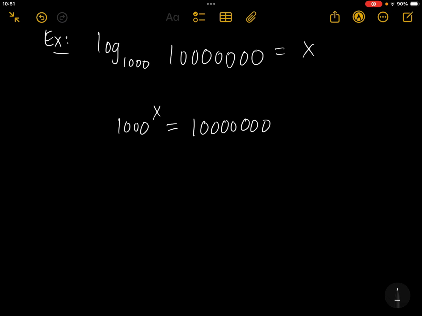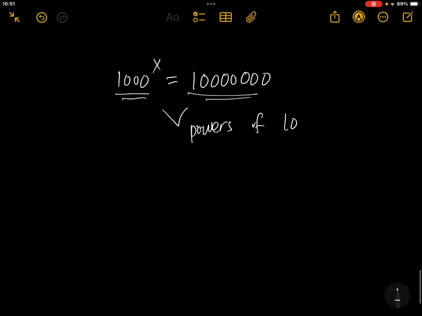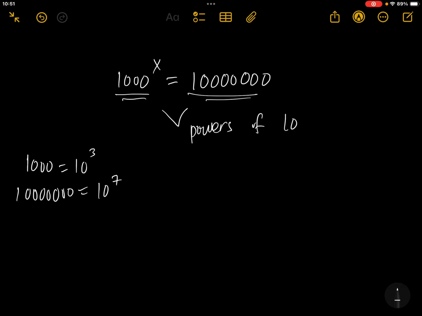When we have something like this, where we're trying to solve for x, the exponent, and we have that these two numbers are powers of the same number, in this case they're powers of 10, we want to use the technique of rewriting things in terms of powers of 10, as 10 raised to some power. So 1000 is 10 cubed, 1 followed by 7 zeros is 10 to the 7th power.